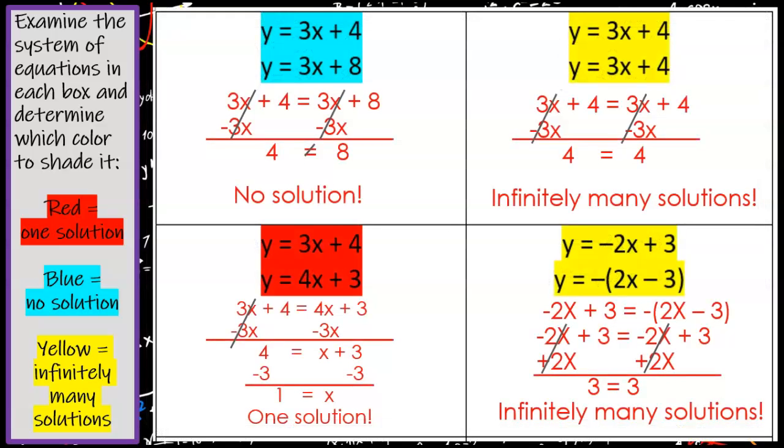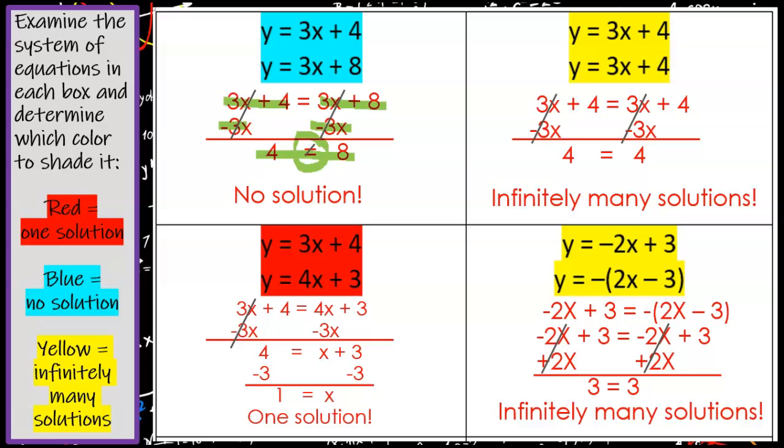All right, so remember, when you are solving for a system of equations, you are going to set those equations equal to each other. So here for the first one, we have 3x plus 4 is equal to 3x plus 8. We're going to subtract 3x on both sides. So 3x minus 3x is 0, so that cancels on both sides, leaving us with 4 is equal to 8, which is not true. So this one is a no solution.